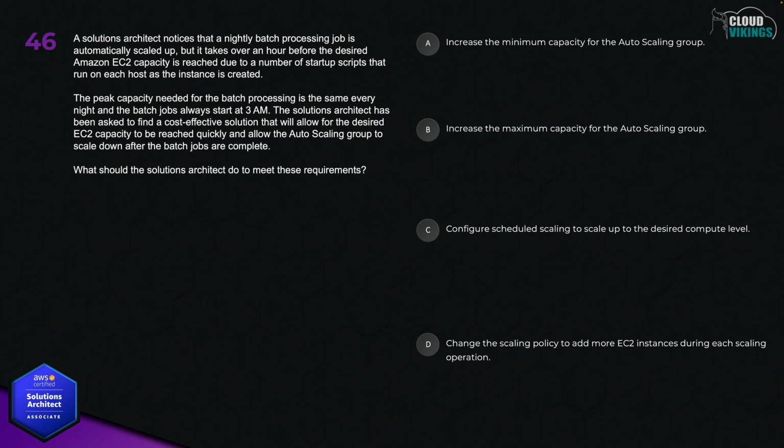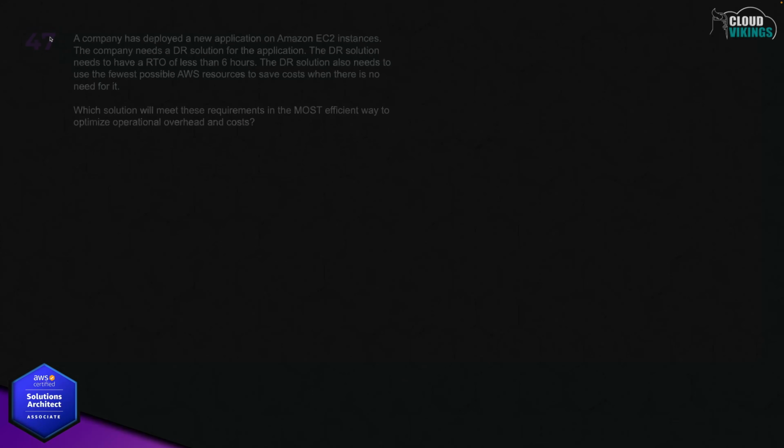What should the solutions architect do to meet these requirements? A. Increase the minimum capacity for the autoscaling group. B. Increase the maximum capacity for the autoscaling group. C. Configure scheduled scaling to scale up to the desired compute level. D. Change the scaling policy to add more EC2 instances during each scaling operation. The best answer here would be C. Configure scheduled scaling to scale up to the desired compute level.